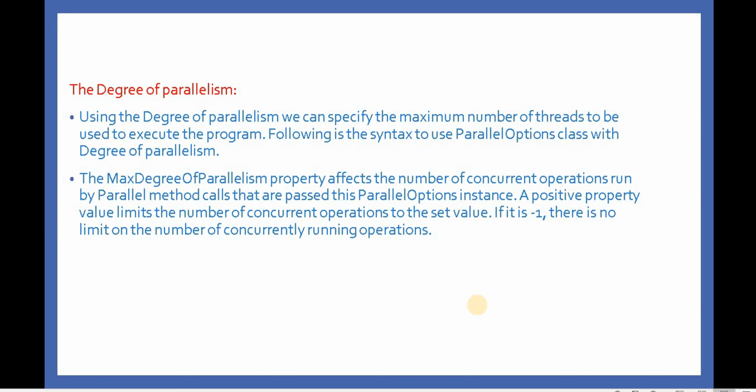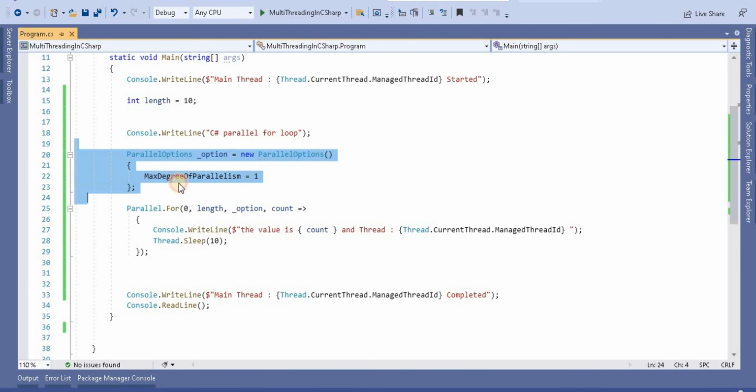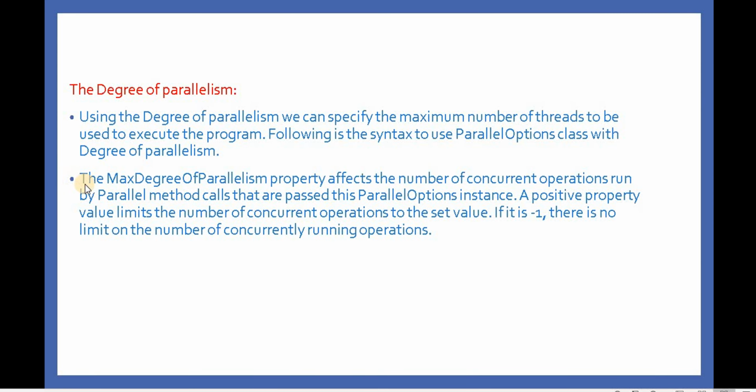Using the degree of parallelism, we can specify the maximum number of threads to be used to execute the program. Following is the syntax we use to perform this, and in this manner we can do the operation. The MaxDegreeOfParallelism property affects the number of concurrent operations run by Parallel method calls that are passed this ParallelOptions instance. A positive property value limits the number of concurrent operations to the set value. If it is -1, then there is no limit on the number of concurrently running operations.